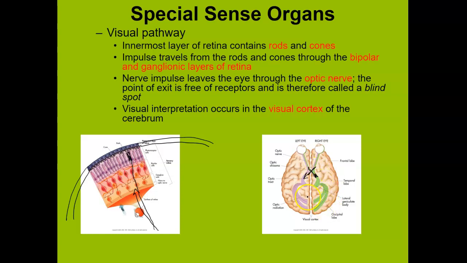Information takes a first pass over here in the lateral geniculate nucleus on the right and left side, and then information is sent to the visual cortex. The occipital lobe, as we remember from the last chapter, is where visual processing happens.